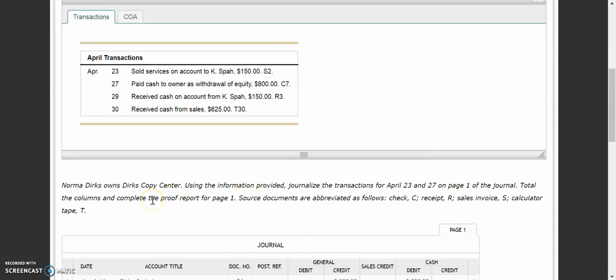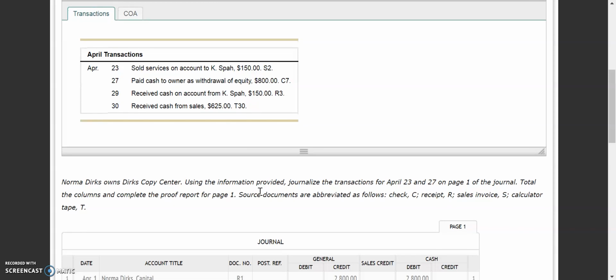It says Norma Dirks owns Dirks Copy Center, and we're going to use the information provided to journalize the transactions for April 23rd through the 27th on page 1. And then we're going to total the columns and complete the proof. Our source documents are abbreviated as follows. The check is C, receipt is R, sales invoice is S, and calculator tape is T.